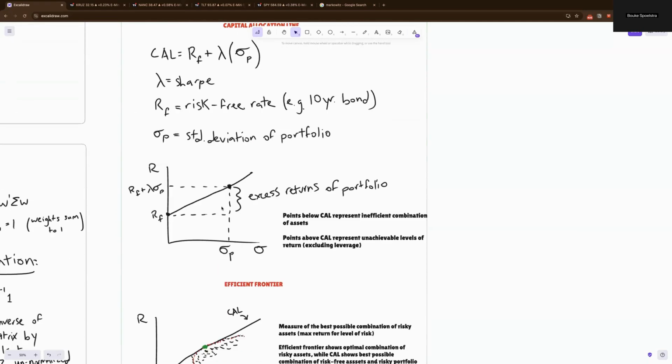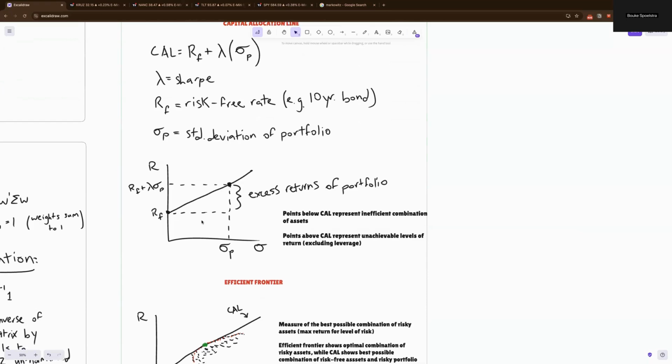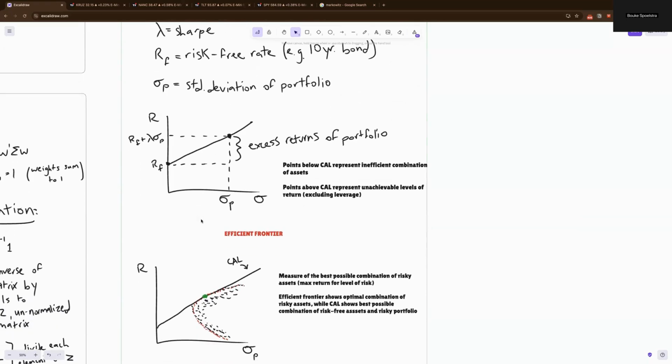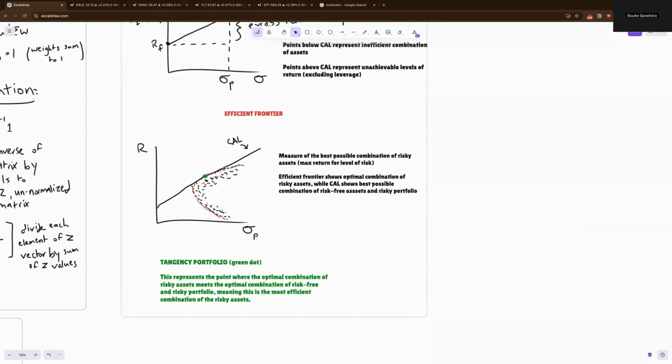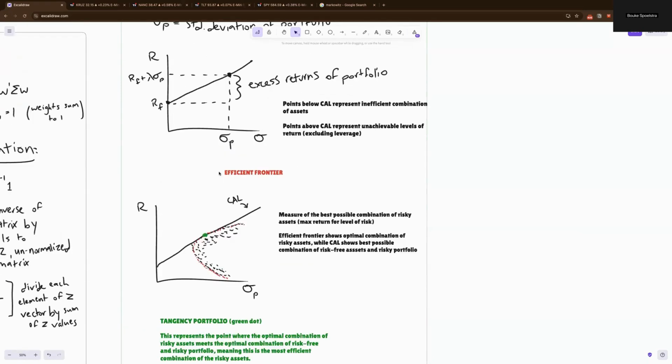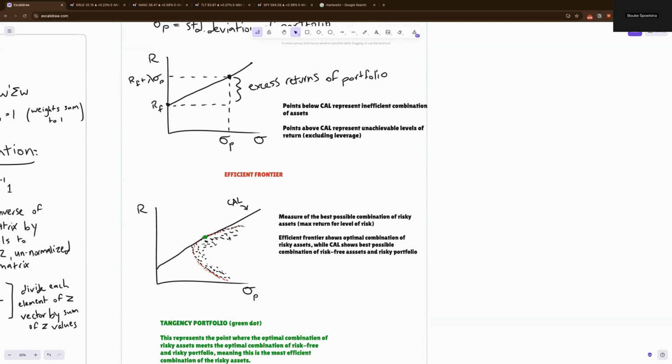So points below this line basically represent inefficient combinations of the portfolio assets, as essentially you could be getting a better return by combining a risk-free rate with that portfolio. Now the efficient frontier is basically a measure of the best possible combination of risky assets, without looking at the risk-free rate as a possibility for another investment.